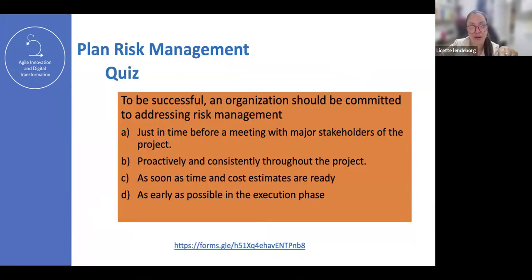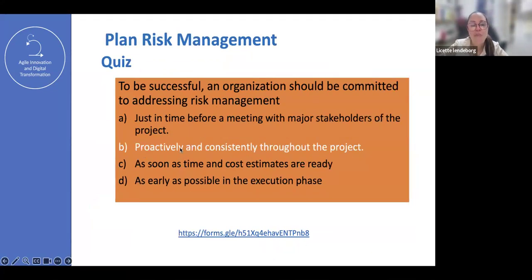And then, are you here? So to be successful, an organization should be committed to addressing risk management. Boom. B, proactively and consistently throughout the project, meaning that it's no one-time event. We have this conversation and we put the list in black and white and we forget. No, you need to constantly review the list.